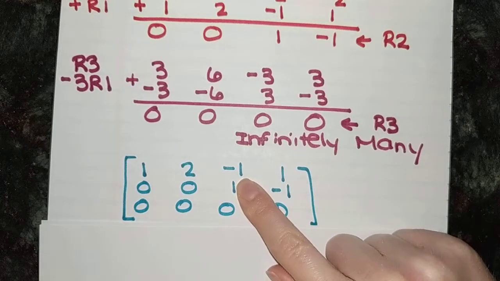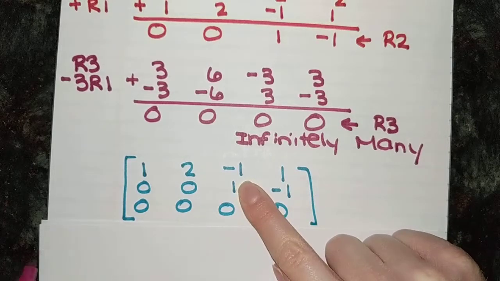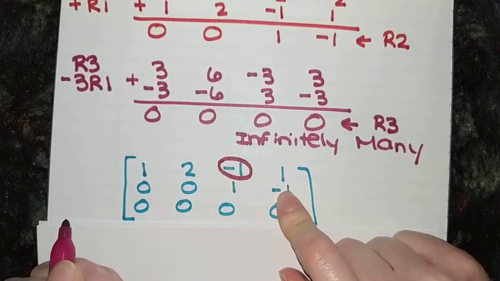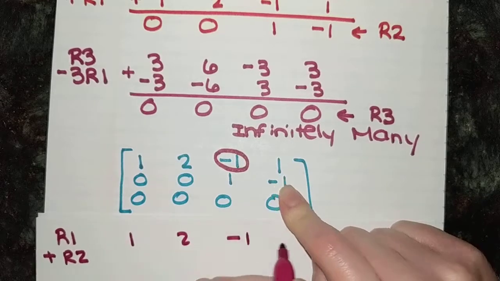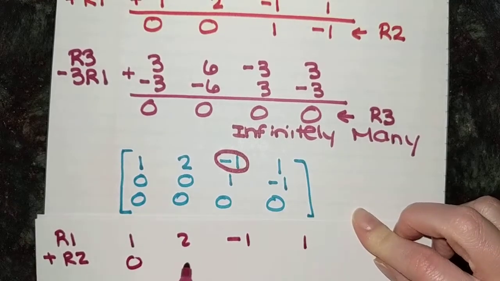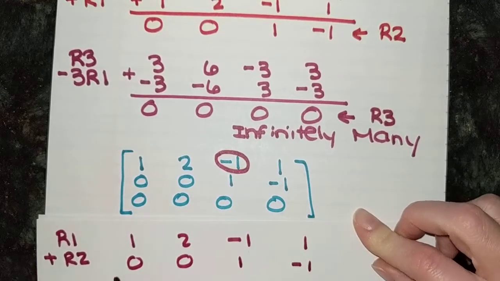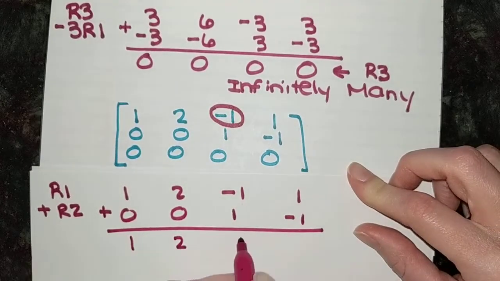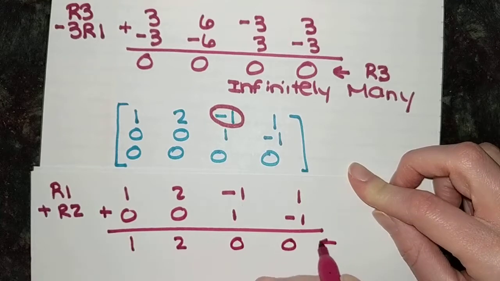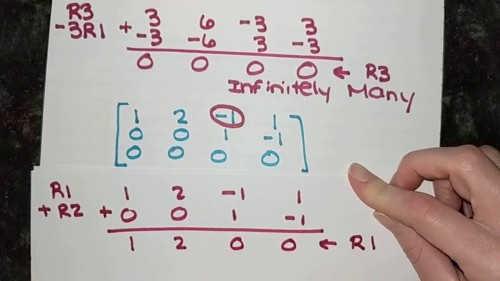So just very quickly here for row 2. So with this, you would want to get row 1 as a 0. So you would take row 1 and add that to row 2. So you'd have 1, 2, negative 1, 1, and then 0, 0, 1, negative 1. And if you add those two together, you get 1, 2, 0, 0. So this is your new row 1.